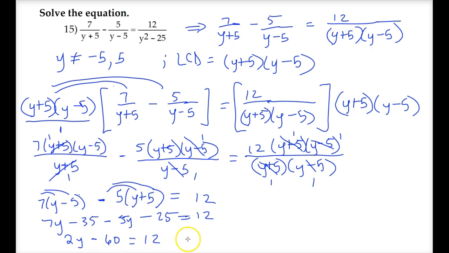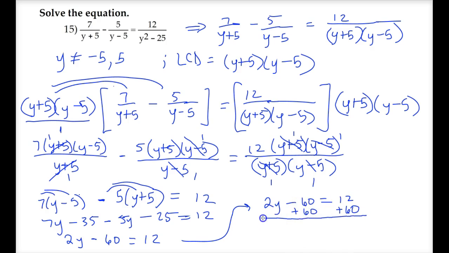Okay, so from that point, keep on going. If we have 2y minus 60 equals 12, if we add 60 to both sides, that cancels to 0. 2y is equal to 72. And we divide both sides by 2 here, and we'll see that y ends up being 36.